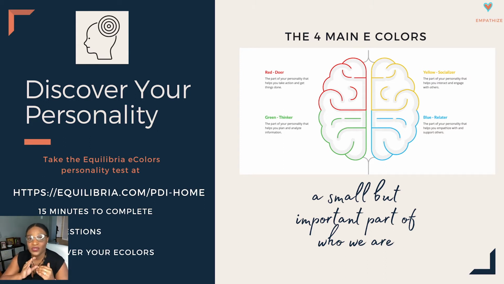Okay, and what we do with the e-color system is you take about 15 minutes, you answer about 35 questions, and the Equilibria tool will give you a readout of what your preferences are, what your leanings are.